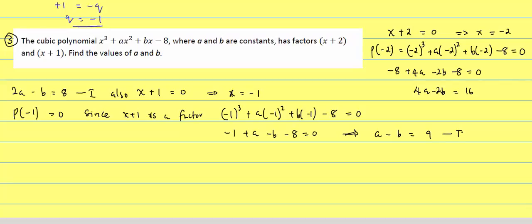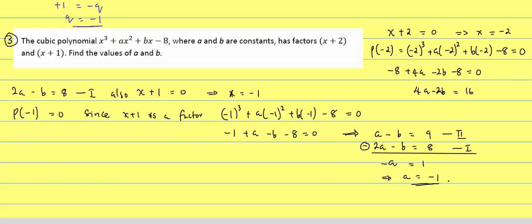I will call this equation 2. Now solving this by elimination, I'm going to write equation 2 and beneath it equation 1, which reads 2a minus b is equal to 8, so that's your equation 1. If I subtract the two equations, that should ensure that I will be able to eliminate the b. So subtracting those two, I'll have a minus 2a, and that is going to give me minus a is equal to 9 minus 8, which is equal to positive 1. So it follows that my a is equal to minus 1.